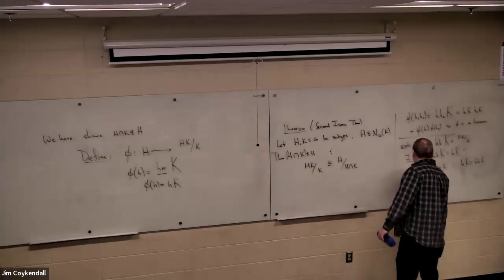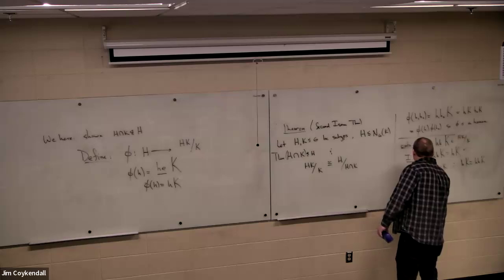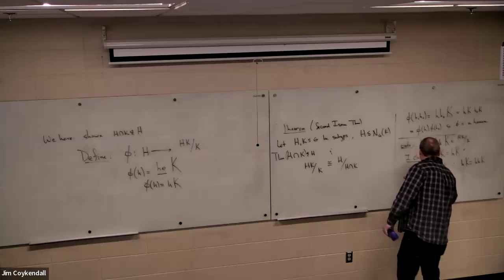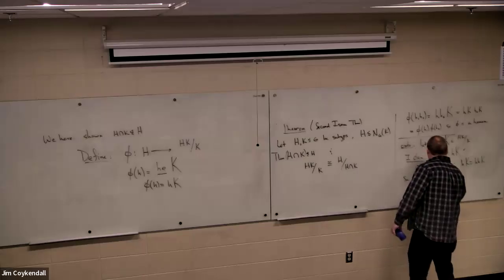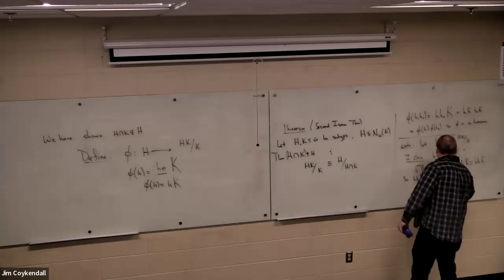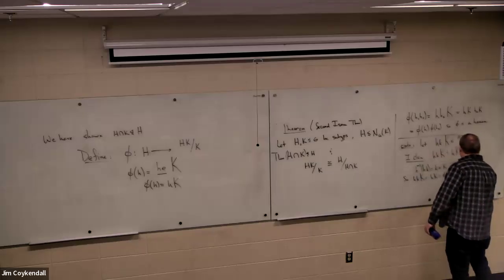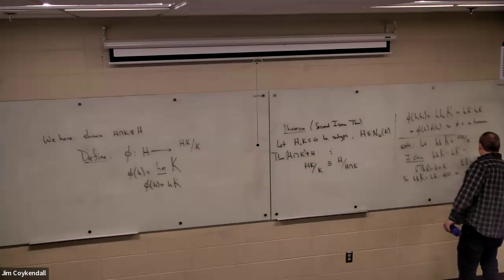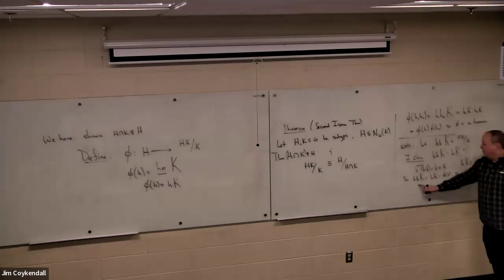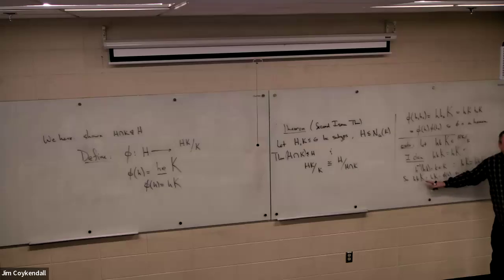So notice the coset H little k is equal to HK, which is phi of H. So phi is onto, because an arbitrary coset here is the image of H.